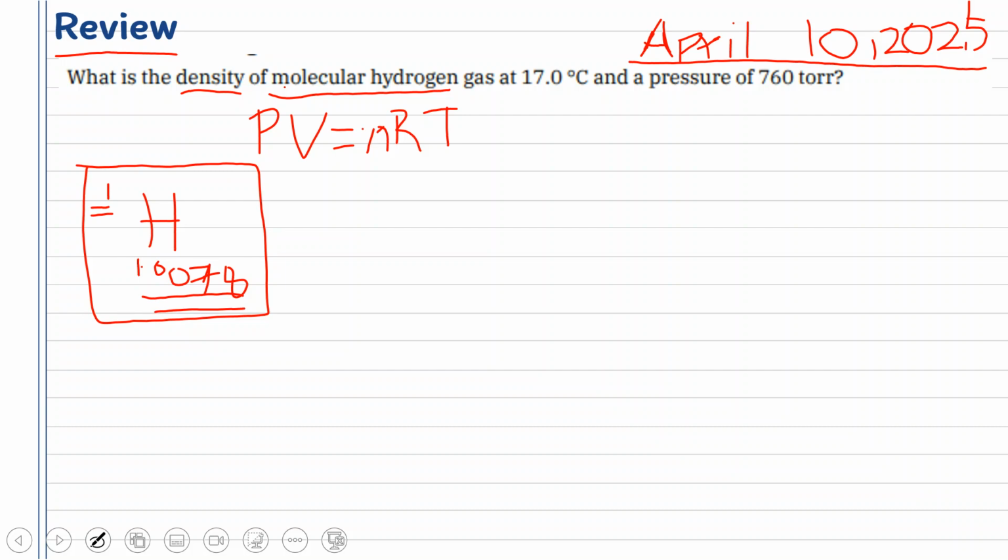Now, the unit for atomic mass is this. Let's look at it carefully. 1.0078 grams per mole, suggesting that 1 mole of hydrogen is going to have the mass of 1.0078 grams per mole. Keep that here. Very important. So we're saying, what is the density of molecular hydrogen?